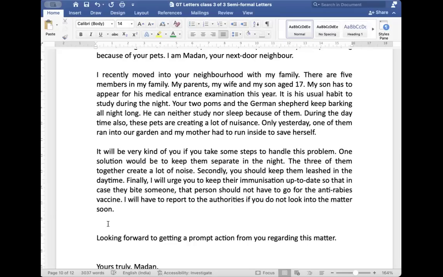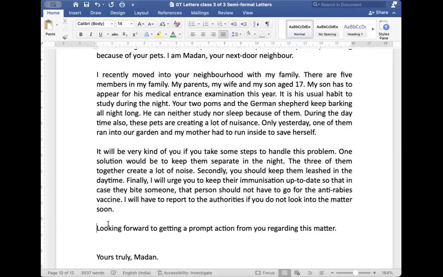It will be very kind of you if you take some steps to handle this problem. One solution would be to keep them separate in the night. The three of them together create a lot of noise. Secondly, you should keep them leashed in the daytime. Finally, I will urge you to keep their immunization up to date so that in case they bite someone, that person should not have to go for the anti-rabies vaccine.